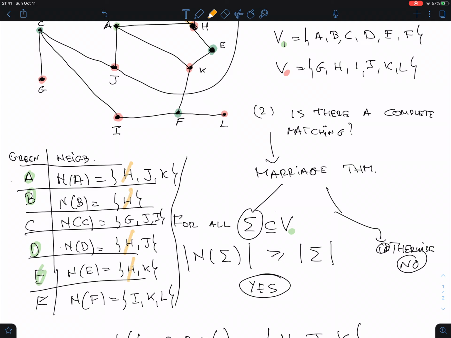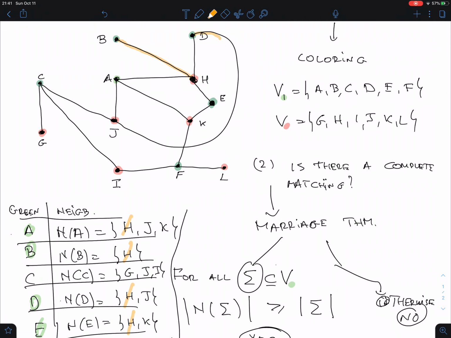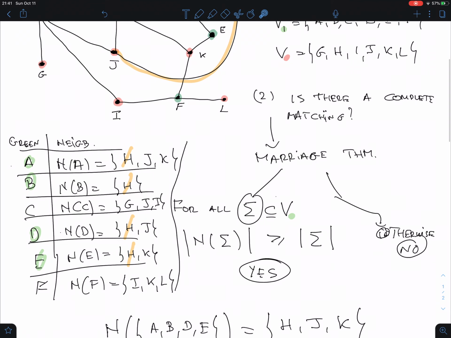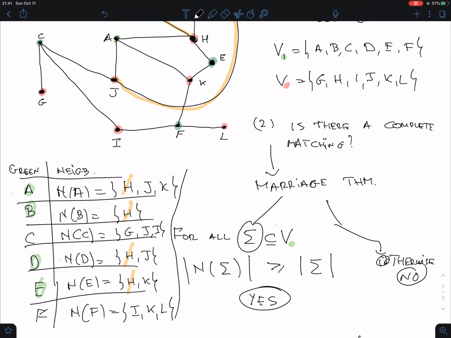Now the same thing happens. D and E have no other place to go. So let's match D with J. D with J, right? That is because these are the two only possibilities, and H is now already taken, so D goes to J. But if I do this, that means that J is gone too. So now J is gone from all my lists.